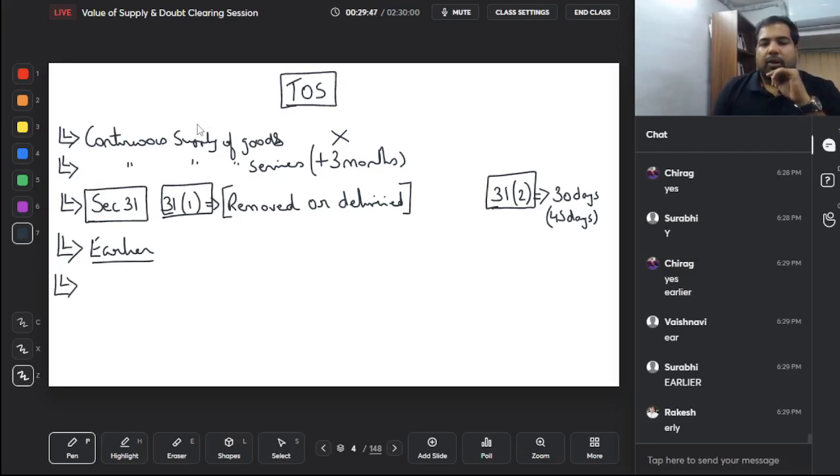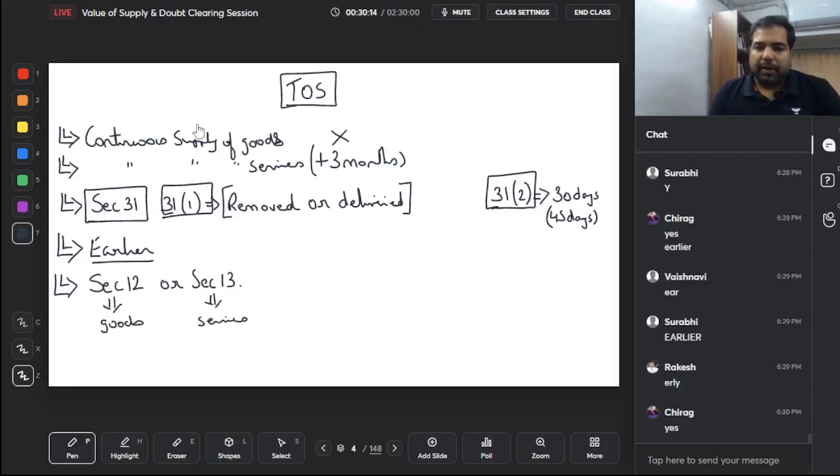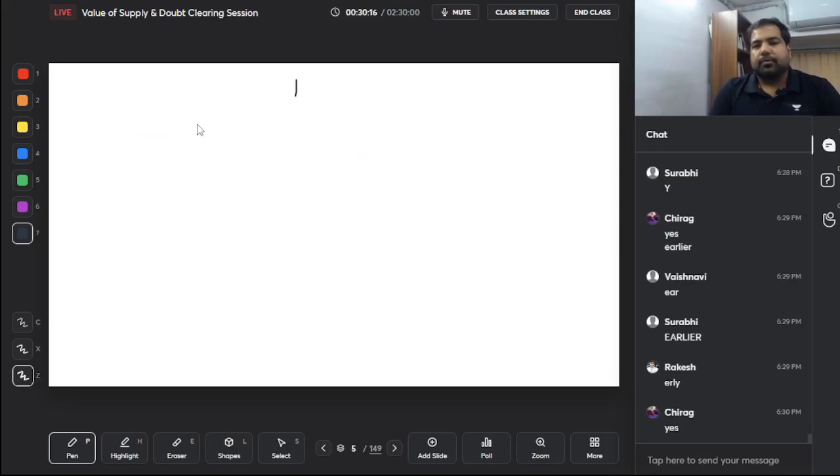Now, guys, time of supply. Whenever you see the time for time of supply, you will always see 12 o'clock or 13 o'clock, because the section is section 12 and 13. 12 is for goods and 13 is for services.